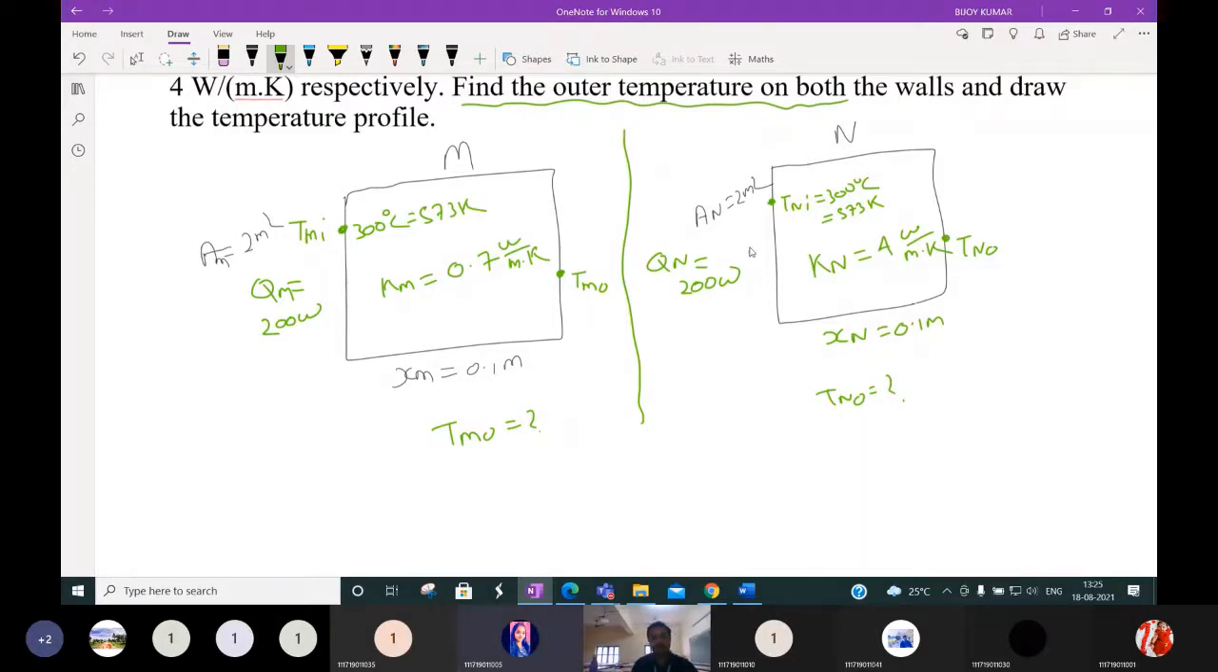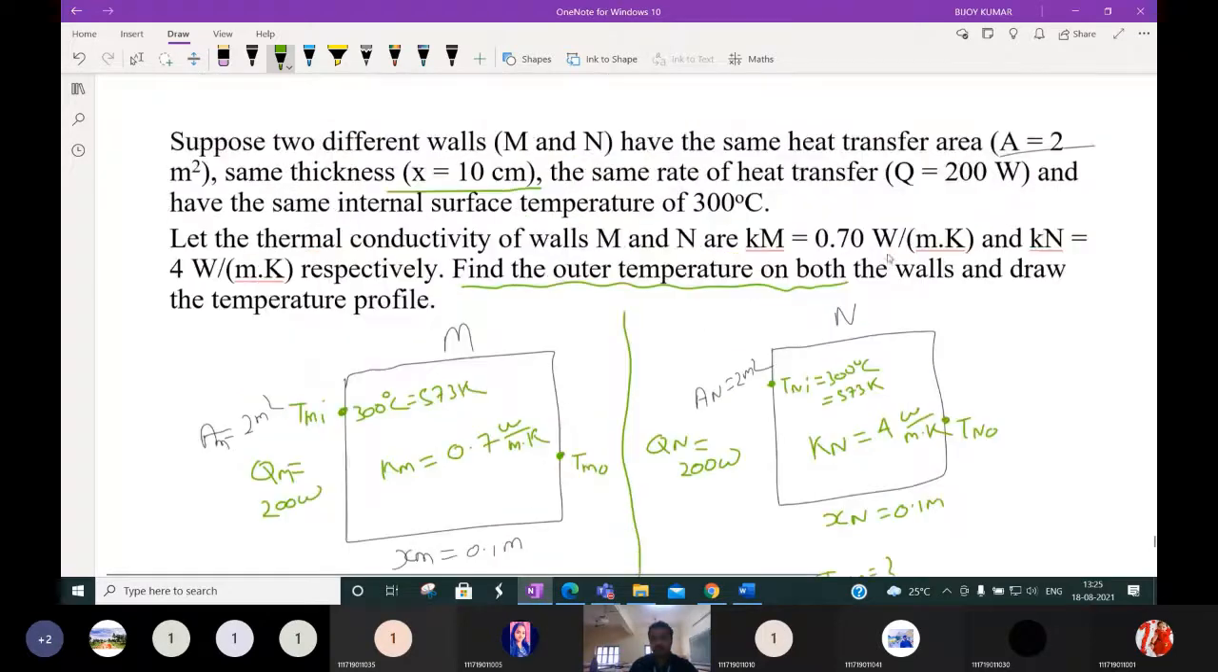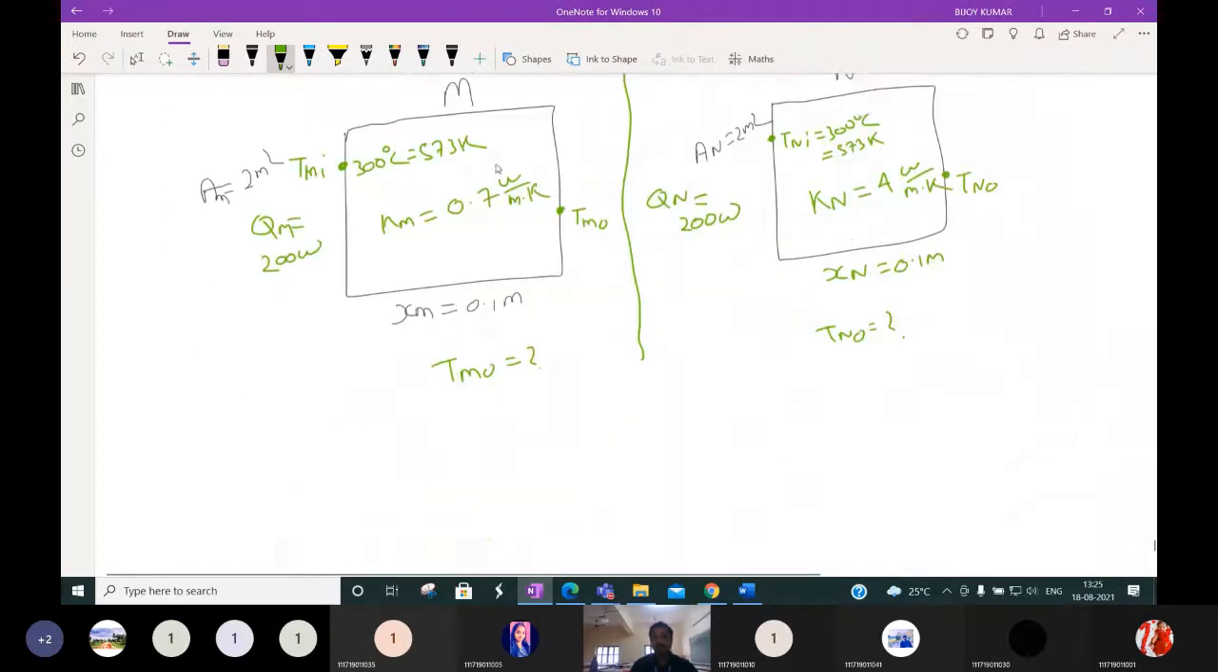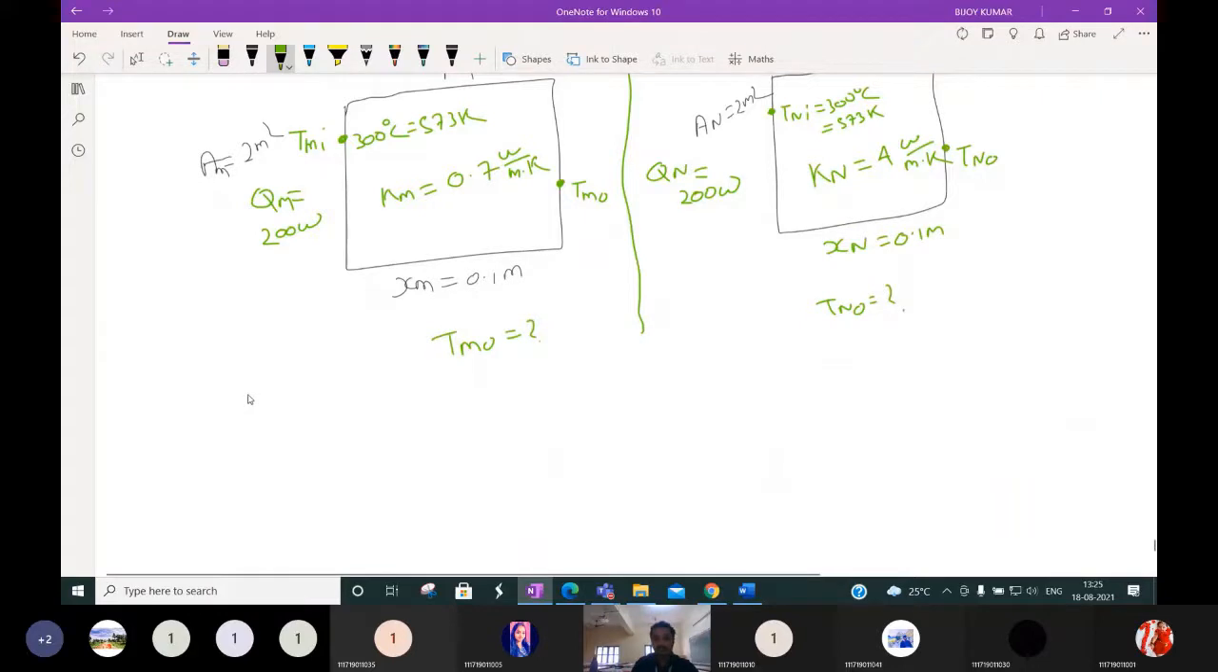So these are plain walls, and they are different walls. Walls means solid body, so conduction is there. For conduction we know Fourier's law of heat transfer, that Q is equal to del T by R. Again, what is del T? It is not T2 minus T1, it is higher temperature minus lower temperature.